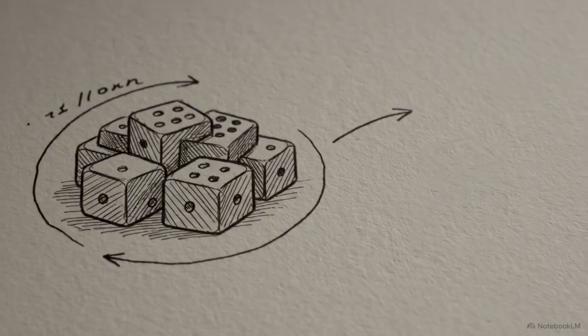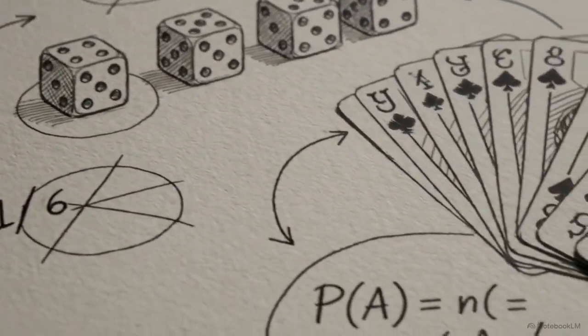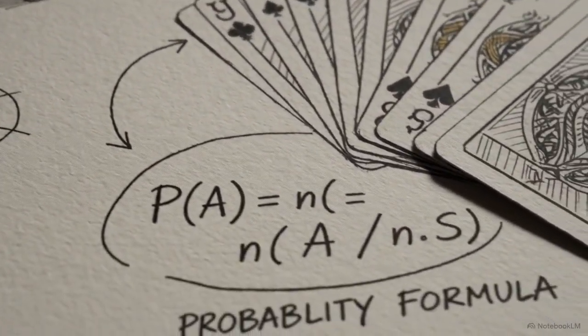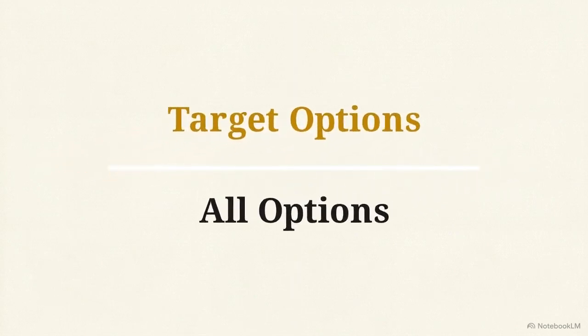Whether it's cards, dice, or letters, you are always just comparing what you want to see against the total number of possibilities. When you face a probability question, just ask 2 things. First, how many ways can I win? And second, how many total things could happen? Divide the first answer by the second, and you have your probability.